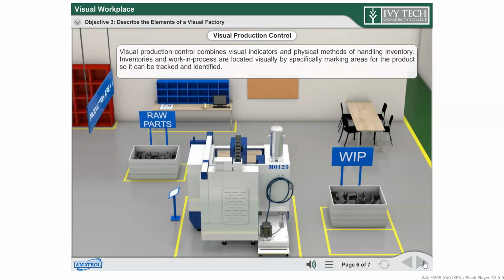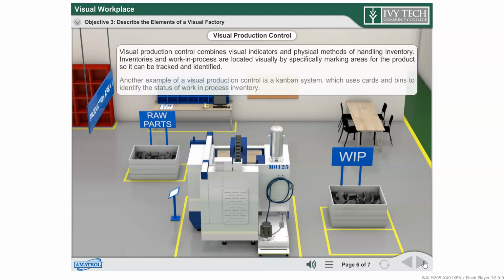Visual production control combines visual indicators and physical methods of handling inventory. Inventories and work in process are located visually by specifically marking areas for the product so it can be tracked and identified. Another example of a visual production control is a Kanban system, which uses cards and bins to identify the status of work in process inventory.